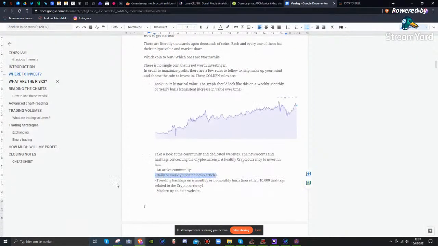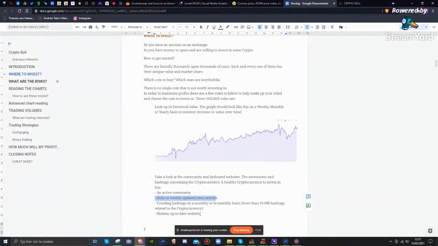Now, what else can we do? The trending hashtags, and the modern up-to-date website I can tick. The website, my apologies, was up to date and quite modern. The only thing, I dare say, and it might be because of the amount of tabs I've opened here, is that it was slightly slow to load. In itself not really a problem, because I could easily browse the website. Small issue, nothing too bad.